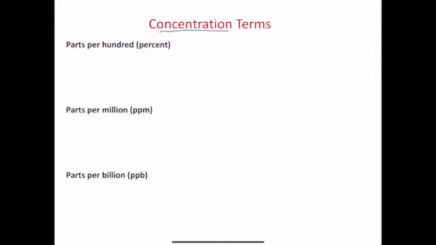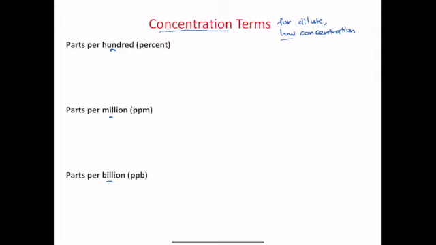But these concentration terms are used for dilute and low concentrations, which is the case for pollutants, air pollutants or water pollutants. They are not in high concentrations, and so it's something like 1 part in 100 in your total mixture, or 1 part in your total mixture having 1,000,000 parts, or 1 part in your total mixture having 1,000,000,000 parts.